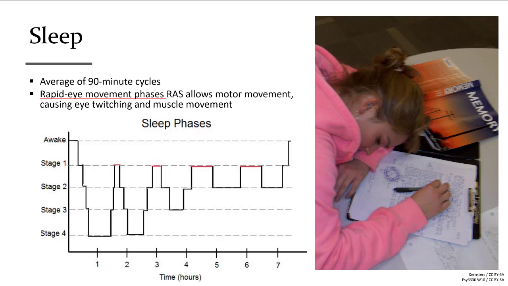During sleep, people go through approximately 90-minute cycles of sequential stages of sleep, each lasting 5 to 20 minutes in duration. The last phase in a sleep cycle is the rapid eye movement stage, where people experience vivid dreams and exhibit motor activity of eye twitching or other muscle movements. During this phase, the reticular activating system is less inhibitory and allows motor impulses to exit the brain.